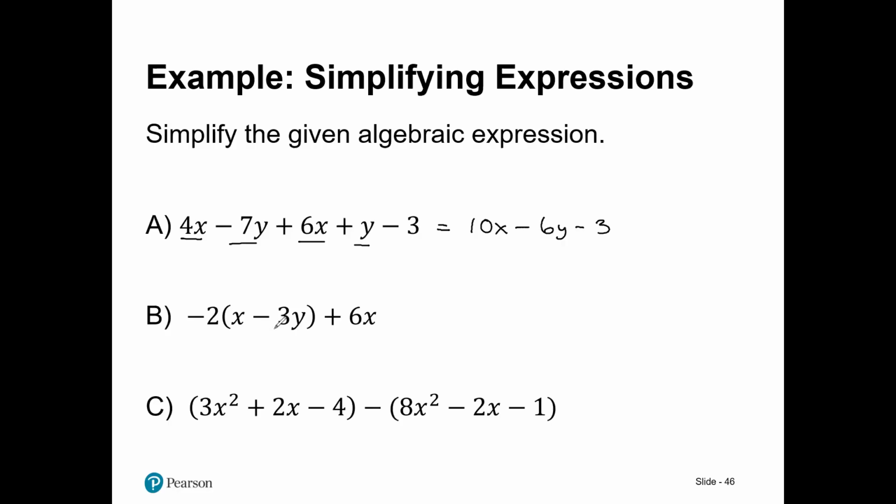So here, when I have parentheses, I want to do distributive property first. So by distributive property, negative 2 times x is negative 2x. Negative 2 times negative 3y. If we just multiply the negative 2 and negative 3y together, and then we have plus 6x. So negative 2x, negative 2 times negative 3. We can use the associative property and just multiply the 2 and the 3 together, and we get minus 6y.